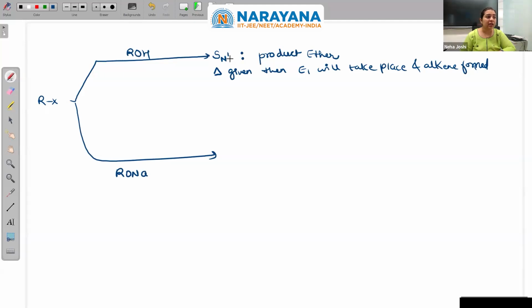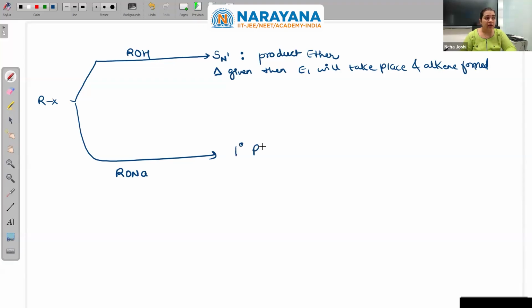Now again, when I say alkene will be formed, it entirely depends further on the stability of the alkene formed. The more stable the alkene, the better the reaction will be. Is that absolutely clear? See how to handle alcohol versus RONa. If we are given RONa, it is a much stronger base as compared to OH minus. So certainly the fear of elimination as compared to OH minus is now high.